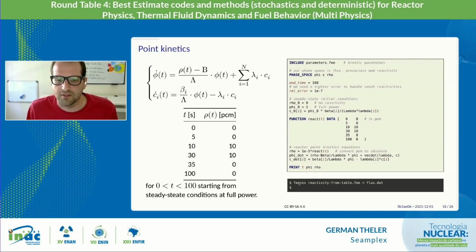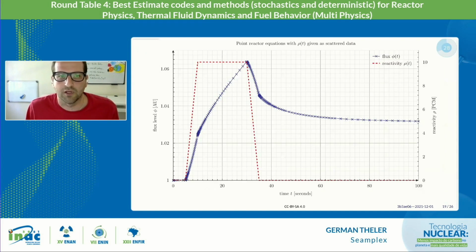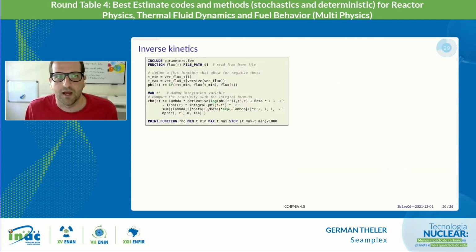So we run this on the cloud and we get our answer, of course, in a matter of fractions of seconds. So it's time adaptive. So you can see how the flux or the power in this simple case behaves versus the reactivity. And now we might want to do inverse kinetics. So starting from the power or the flux level, we might want to recover the reactivity.